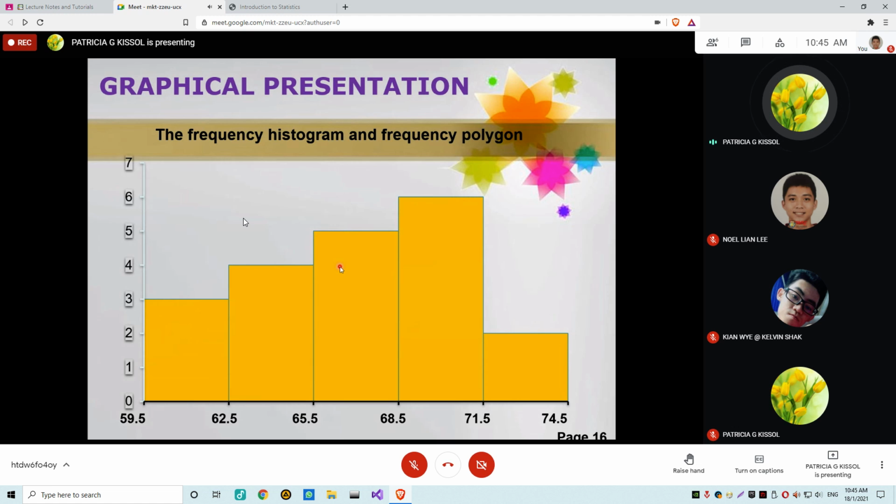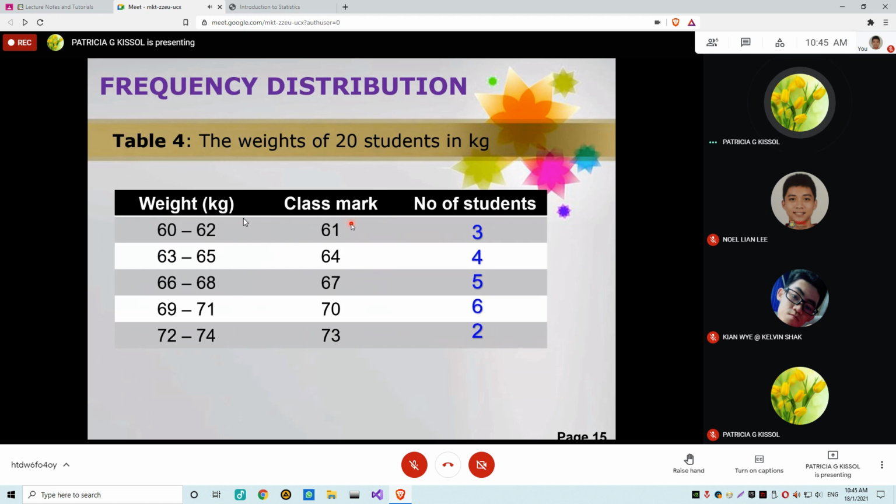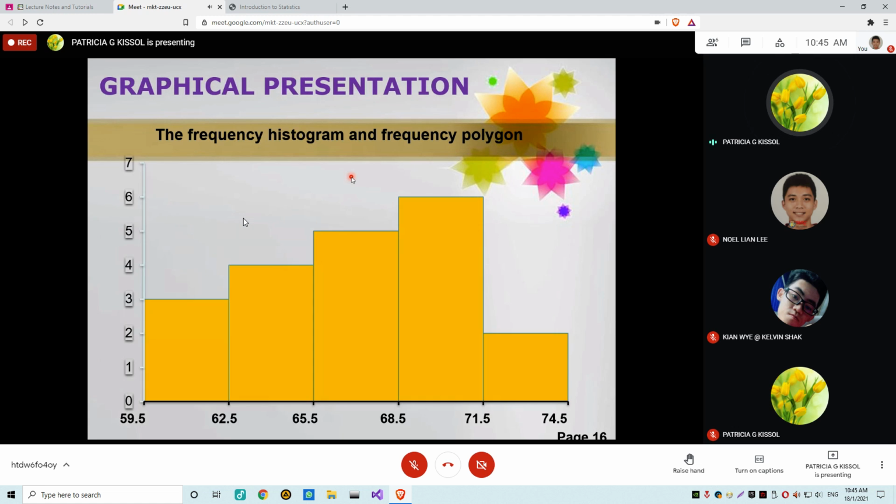I hope you know how to draw it. It is based on the class boundary. Here you have 59.5 to 62.5, and the value is 3. So that's why we have here 59.5 to 62.5, and the height is 3. Now, when you draw it on graph paper, no need to shade it. Just draw the lines. No need to color it. Just leave it blank.